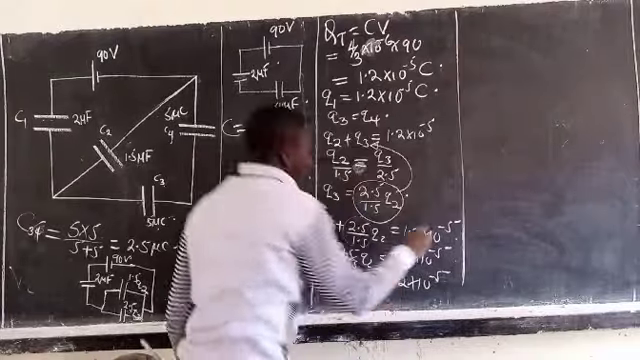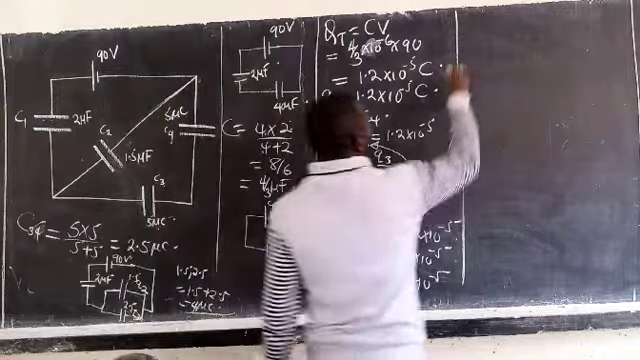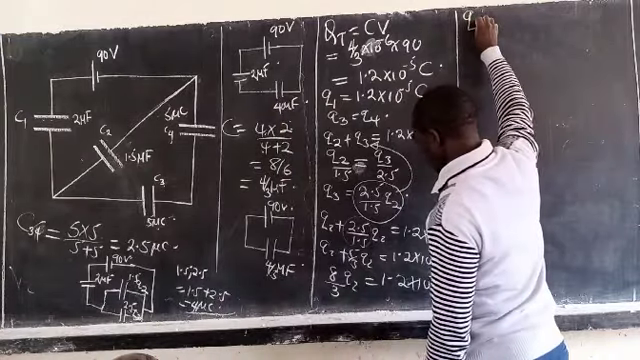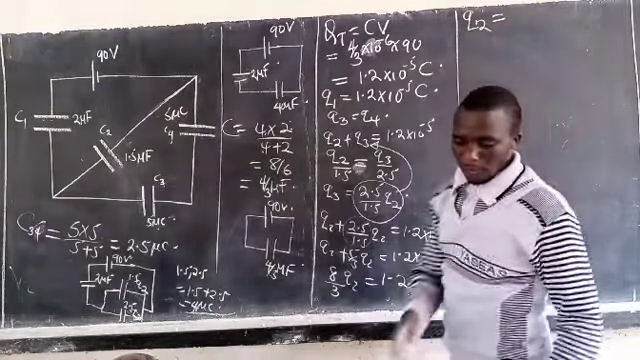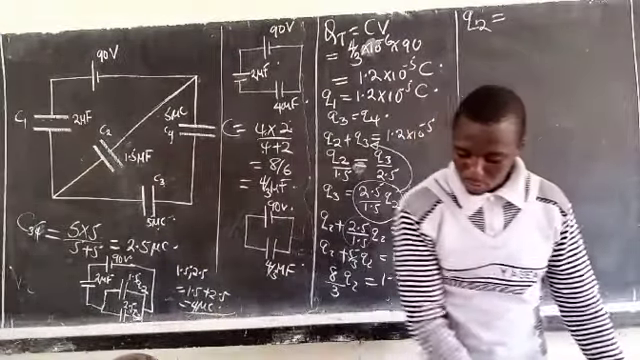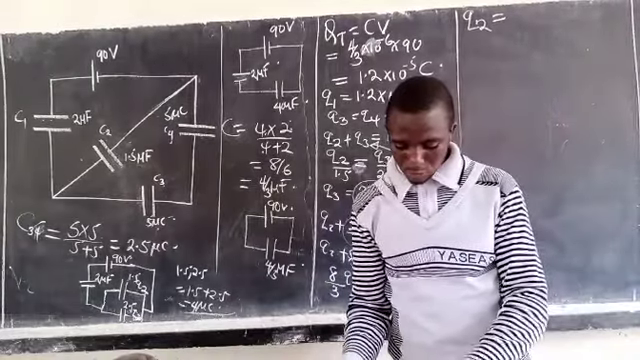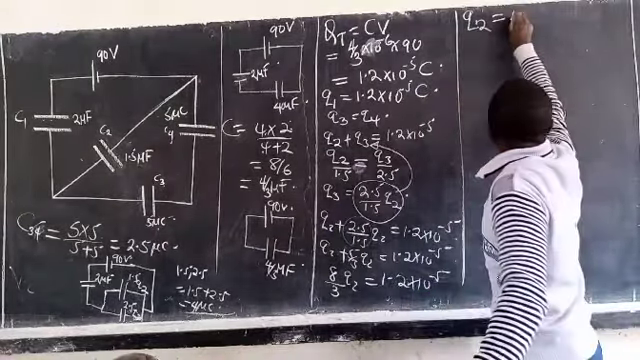So how do we handle that? I divide by 8 out of 3, and I'll be able to get Q2 equivalent to, when you press on the calculator, you should be able to get your Q2 equivalent to 4.5 exponent negative 6.